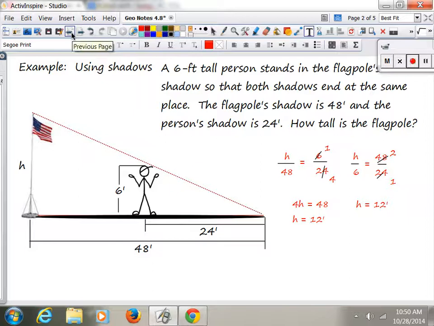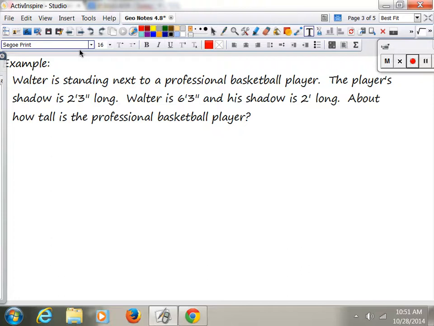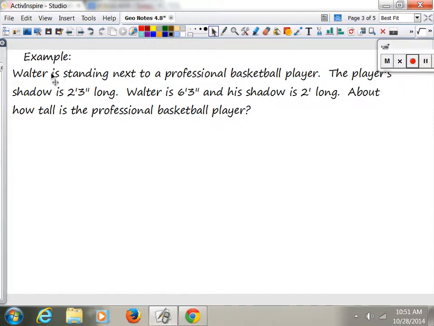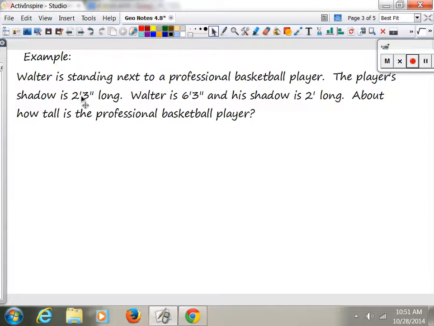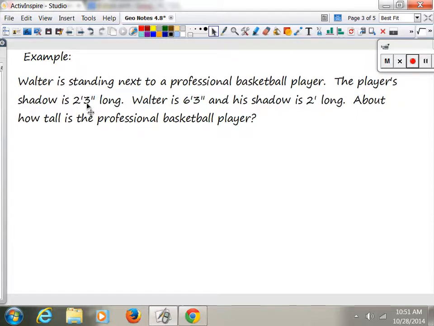Okay, moving to the back side. There's just a couple left. They're this short today, definitely. Walter is standing next to a professional basketball player. The player's shadow is 2.3 feet long. Walter is 6'3" and his shadow is 2 feet long.